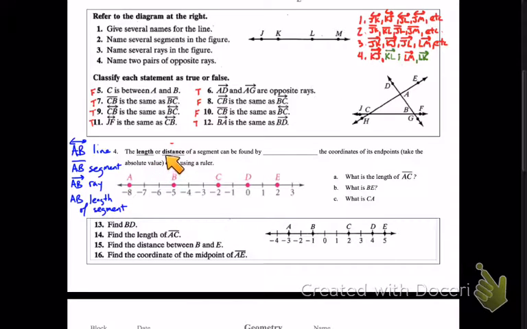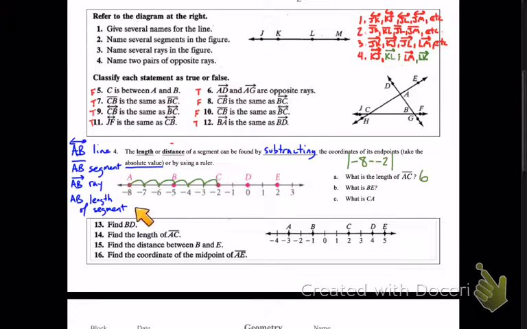So that's what we're talking about here: the length or distance of a segment. It can be found by subtracting the coordinates of its endpoints and taking the absolute value, or by using a ruler. So if you have a number line, we can use the absolute value. In these examples over here, what is the length of AC? Well, AC goes from -8 to -2. We could just count: 1, 2, 3, 4, 5, 6. The length of that is 6. I can get that by counting, but subtracting is a better way.